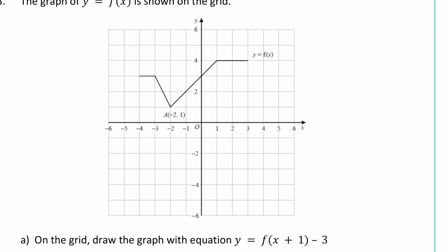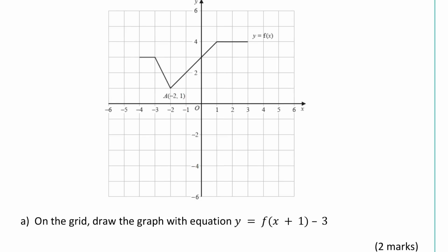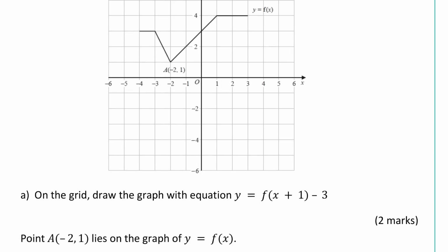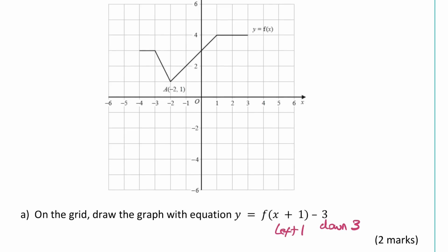Okay, we've got some graph transformations here. It says on the grid, draw the graph with this equation. So in the bracket, next to x affects x, and it does the opposite of what you'd expect. So x coordinates move left and right, +1 you'd expect to go right, actually it goes left. So left 1, and then outside the bracket affects y, does do what you expect. So y goes up and down, minus you'd expect to go down, and that's what it does, it goes down 3. So this graph here, we need to go left 1, down 3.